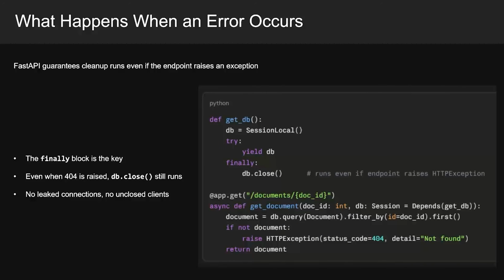So, this slide shows exactly why finally is the right choice over writing cleanup code after yield. Look at the endpoint. It queries a document by ID. If it's not found, it raises a 404 HTTP exception. Without finally, that exception would bubble up before any cleanup code runs and the session would leak. With finally, it doesn't matter. The comment in the code says it: runs even if the endpoint raises an HTTP exception. The 404 gets raised, FastAPI formats the error response, and before sending it back, db.close executes. No leaked sessions. No matter what happens inside your endpoint, the cleanup always runs.